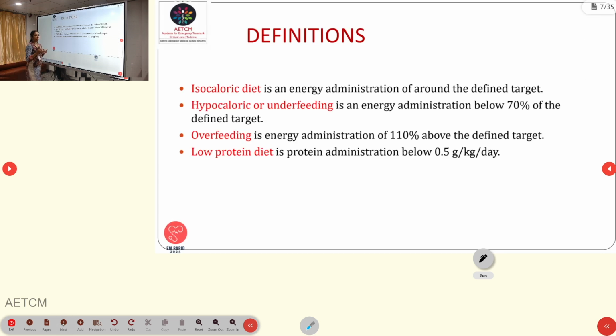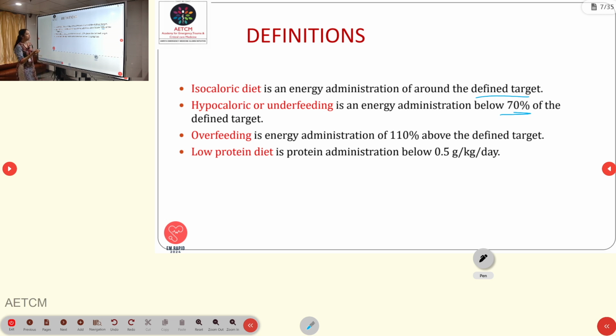When we are planning a patient's diet, we have different types of diet. One is isocaloric diet, where energy administration of the defined target will be given. Otherwise, some patients will be given a hypocaloric diet or underfeeding, which is usually given in a very critically ill stage. In the initial few days we might plan a hypocaloric diet, that means giving energy below 70% of the defined target for the patient.